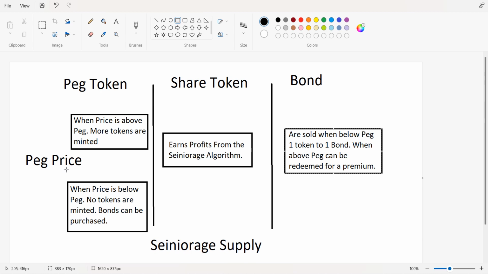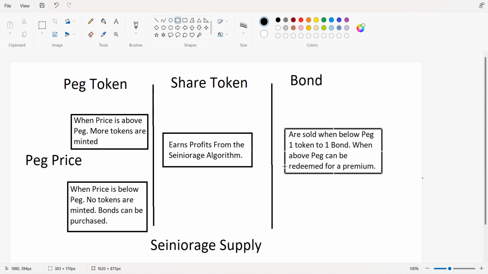So the peg token goes down. We've got to get rid of the supply of this fantasy $1 token. What we need to do is burn the supply. The way we do that is we allow people, and that's how the protocols work, to take the peg token and exchange it for bonds. So the peg token might be trading for 98 cents per token when it should be at $1. It could be trading at 95 cents per token. The idea is you can take those tokens and you can buy bonds.